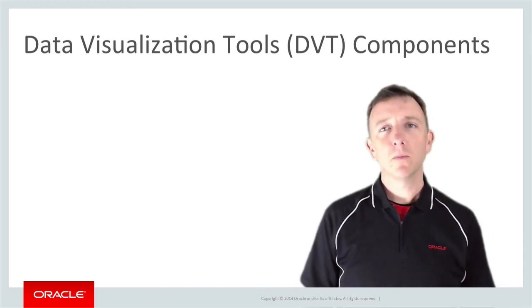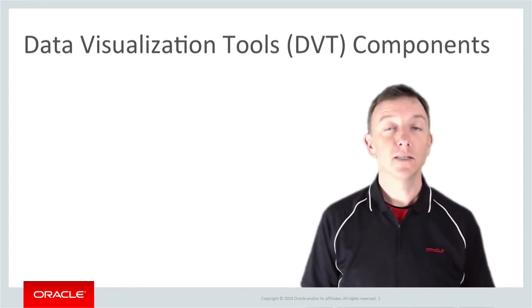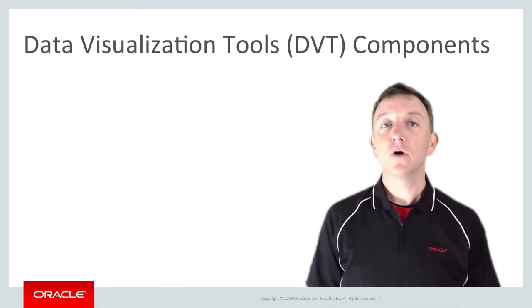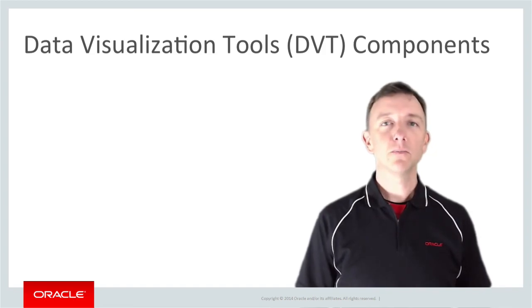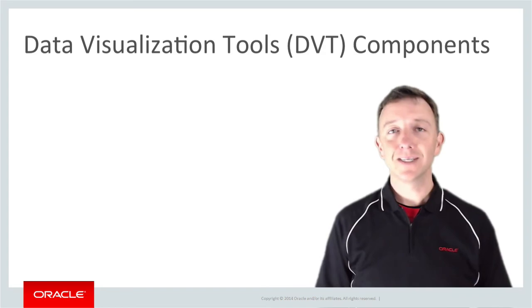Previously, we explored the various AMX components available to MAF developers to use in building their mobile applications. Now, to be truthful, the most compelling mobile applications out there are those that utilize user interfaces with pictures, graphs, maps, and so on. In other words, they're visual in nature rather than just boring text. This is where MAF's DVT components step in.